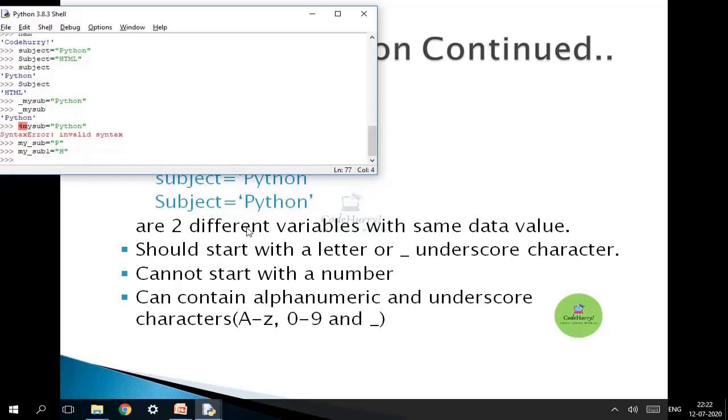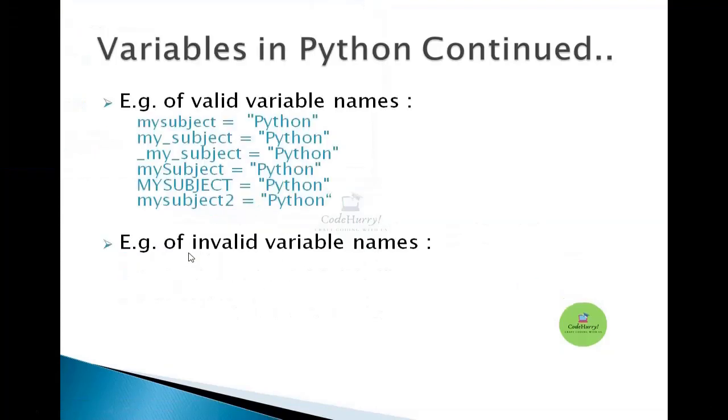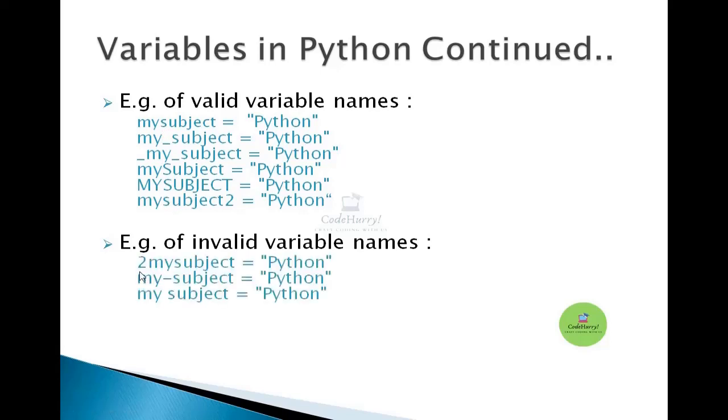So these types of variable names are supported in Python. Examples of valid variable names are: my subject equal to Python, my_subject equal to Python, _my_subject equal to Python, My Subject equal to Python, MYSUBJECT equal to Python, my subject 2 equal to Python. All these are valid variable names, and each of these will be considered as a separate variable name. Invalid variables: it shouldn't start with a number, it cannot have a hyphen in between, and it cannot have a space in between.